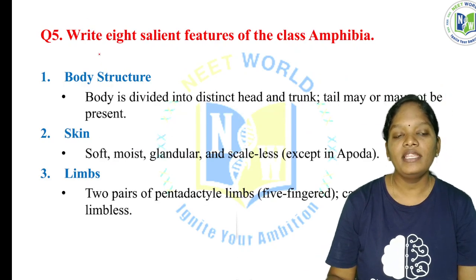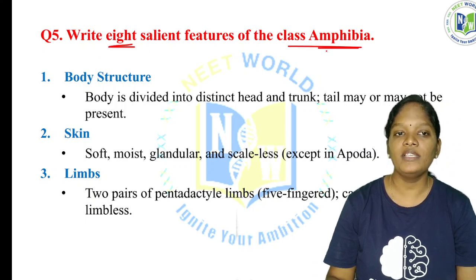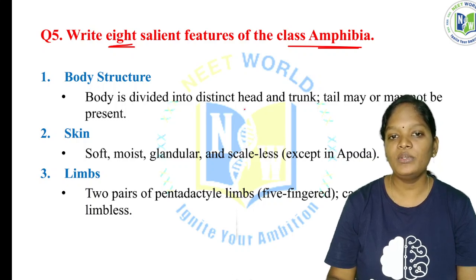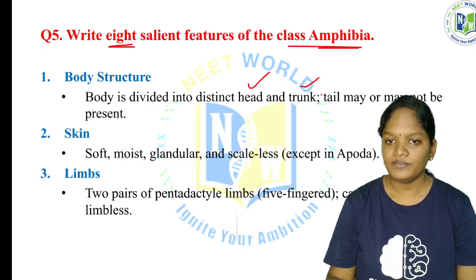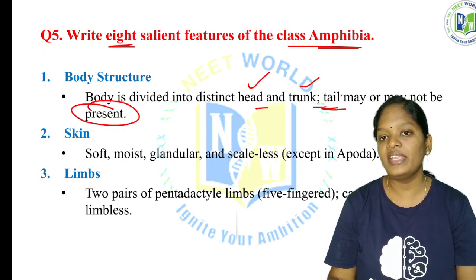Now, the next question will be, write 8 salient features of the class Amphibia. So the 8 salient features of the class Amphibia. The body structure: the body is divided into a distinct head and trunk. Tail may or may not be present.